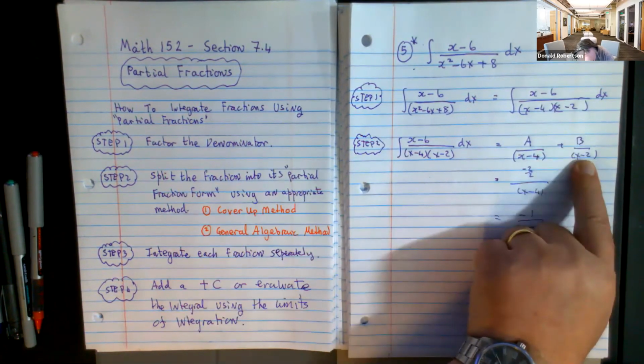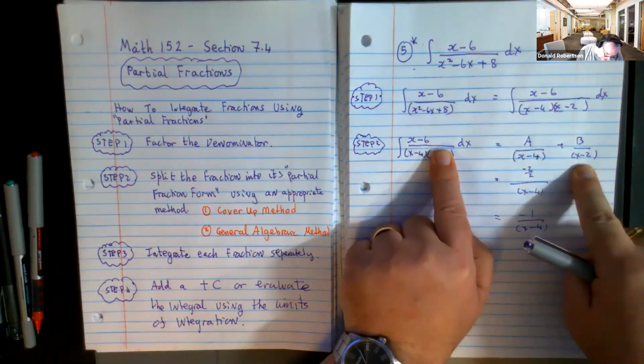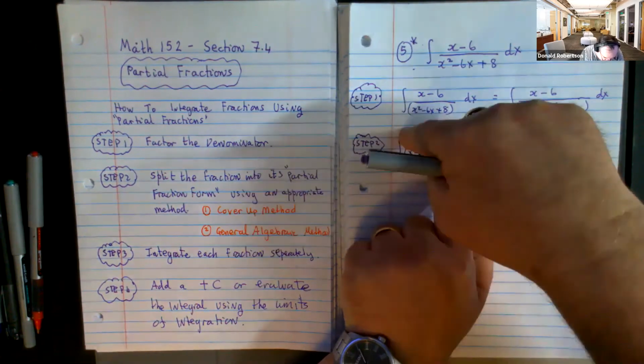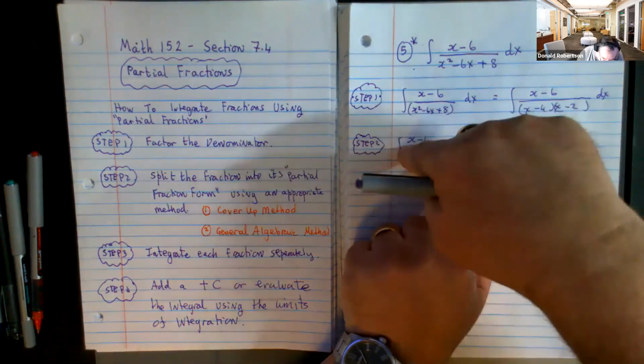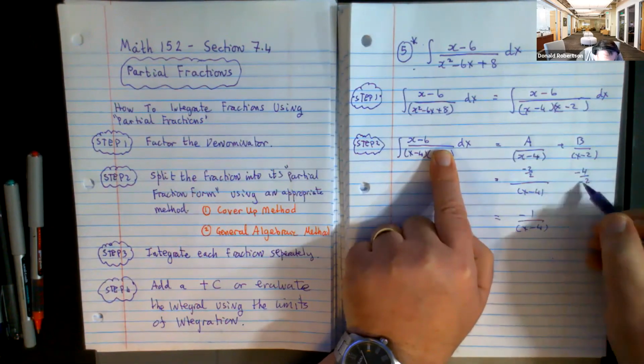This fella, x minus 2. Cover up x minus 2. What do you put in here to make it 0? You put in 2 to make it 0. And you get -4 on the top and -2 on the bottom. And that comes out as what? +2.